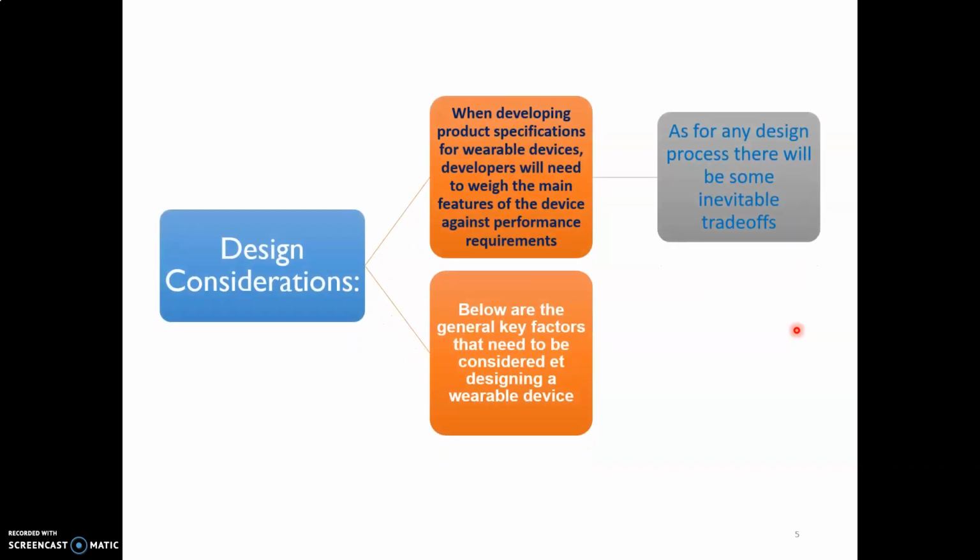Next are the design considerations. When developing a product specification for wearable devices, the developers will need to weigh the main features of the device against the performance requirements. Here, as in many design processes, there will be some inevitable trade-offs. So the following are the general main factors that need to be considered when designing wearable devices.